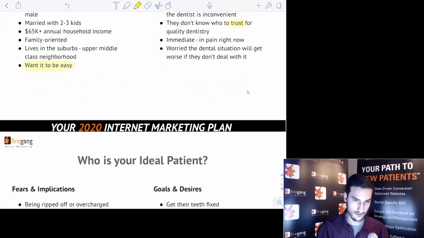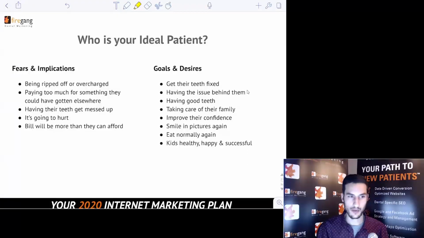When we're looking at fears and implications, they might be afraid of getting ripped off or overcharged, paying too much for something they could have gotten somewhere else from a different dentist. They're worried about having their teeth get messed up by low quality dentistry. They're worried it might hurt. They're worried that the bill might be more than they can afford.